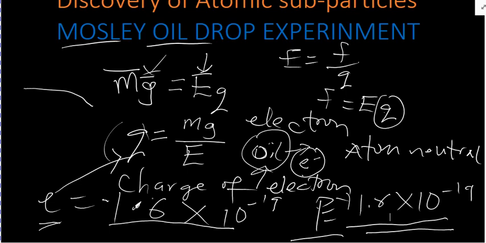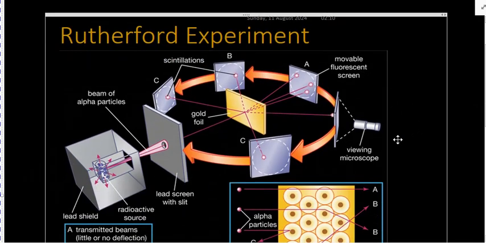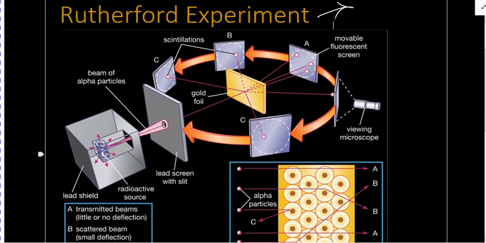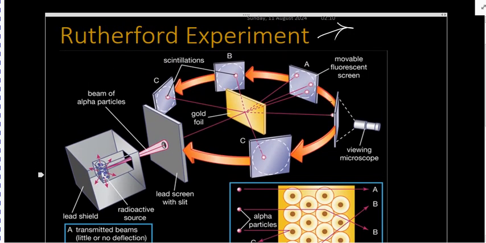All right, so we proceed. Rutherford experiment. So now we are still looking at the scientists that contributed to the development of atomic structure. Another person is Rutherford.